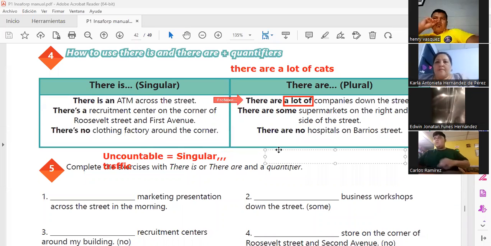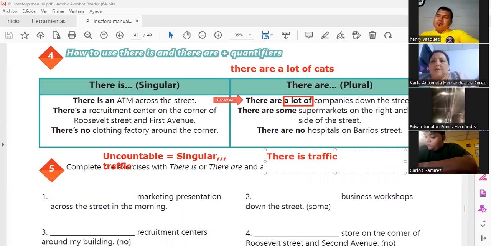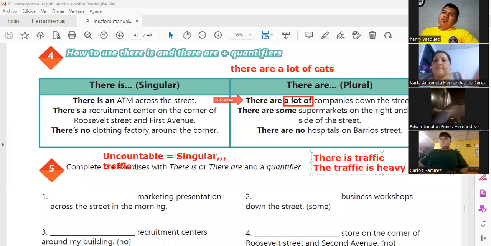How much? Much traffic? There is some. There is traffic. There is some. Some is for plural. So we cannot use some. So you can say there is traffic. There is traffic. Right? Or you can say the traffic is heavy. Okay. So no siempre se puede ocupar estas palabras, like hay ocasiones que no se puede.